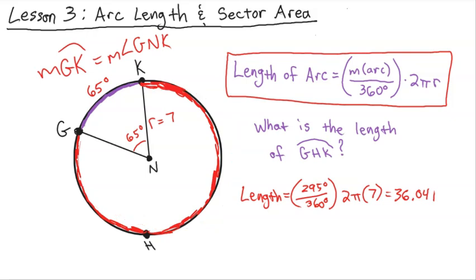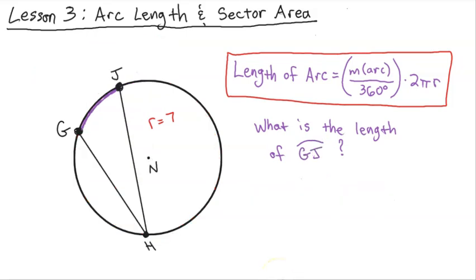arc right here. Now, if we want to know the circumference all the way around, we could add 36.041 to our previous length here, which was, I think, 7.941 or something like that. Or to find the circumference, you could just plug 7 in here, and it's 2 times 7, 14 times pi. Let's do one more example using an inscribed angle.